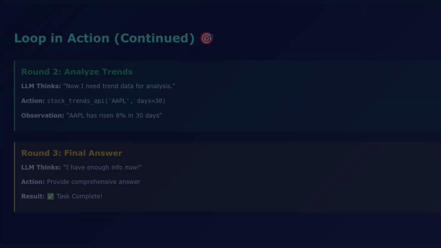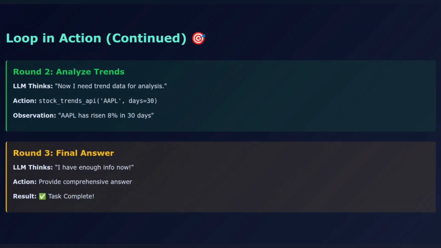$178.50. Round 2, LLM thinks, now I need to analyze if this is a good buy. Let me check recent trends. Action, call stock trends API, AAPL, days 30. Observation, AAPL has risen 8% in the last 30 days. Round 3, LLM thinks, I have enough information now. Action, provide final answer. Observation, task complete. See how it loops? Each step builds on the last one. This is the fundamental pattern that powers every AI agent out there.